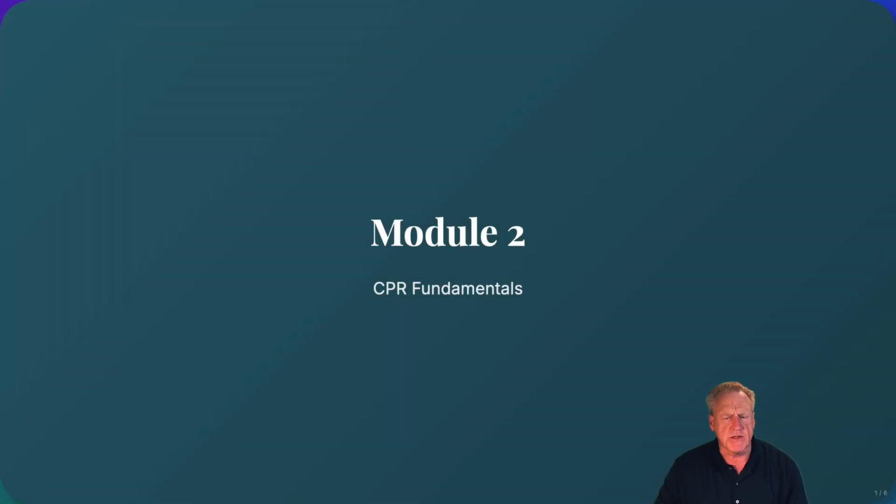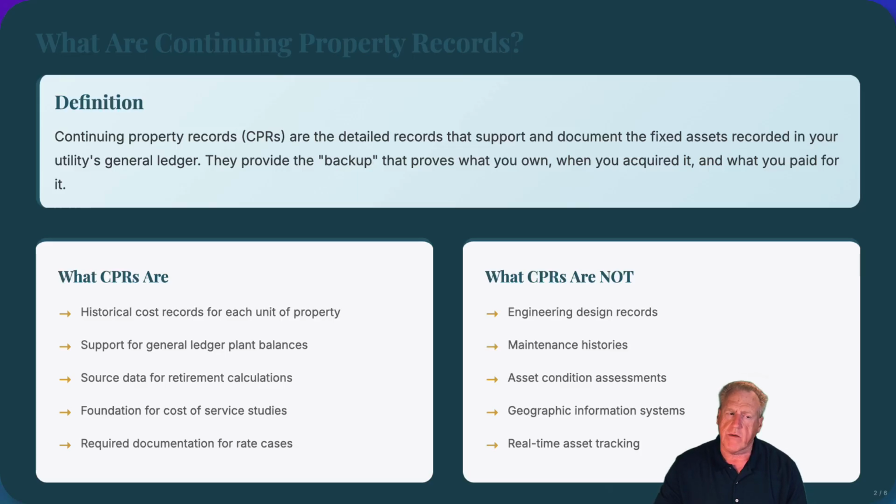So let's start with some CPR fundamentals, and we'll start with the definition of a continuing property record. A continuing property record, or a CPR, is the detailed records that support and document the fixed assets recorded in your general ledger. And what they are is just a record and a backup that proves what you own, when you acquired it or built it, and what you paid for it.